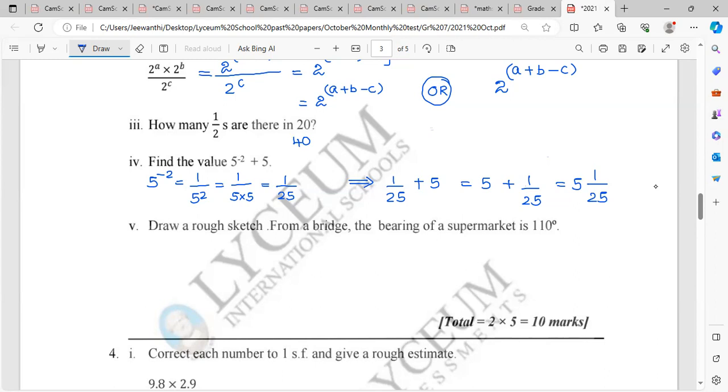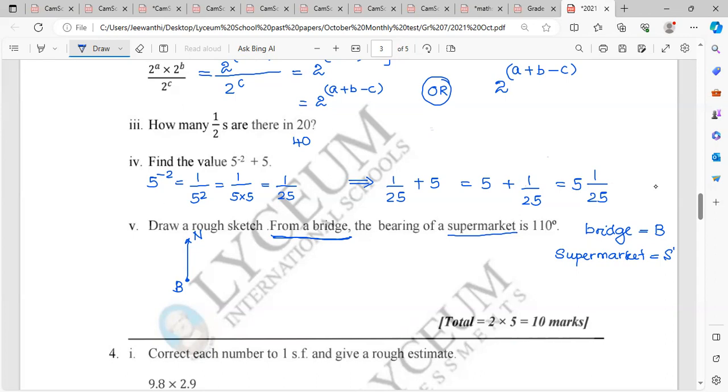So then draw a rough sketch for the bearing of the supermarket from a bridge. What I have told you is that you write the letters you want to use. For the bridge, I use capital B, right? So then the supermarket, right? So then here you can write them like this. Then the supermarket, you write it as capital S, right? So then you mark the bridge, and then you want to mark the north direction from the bridge, capital N.